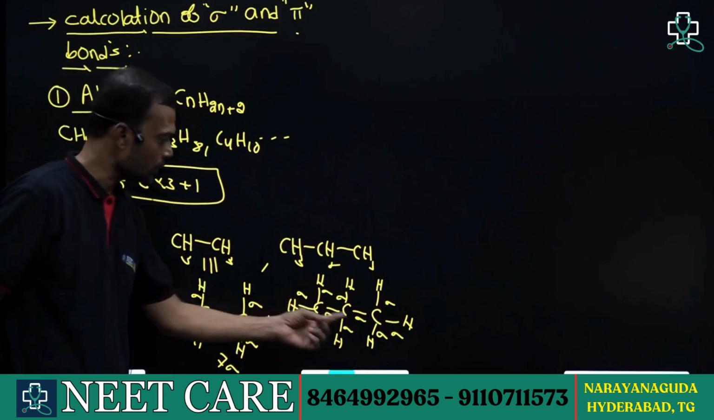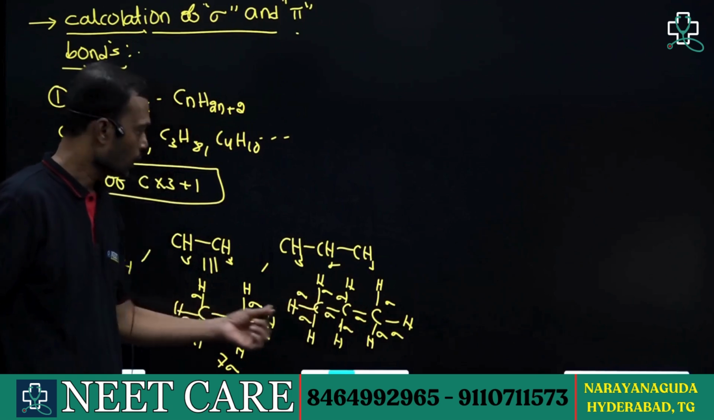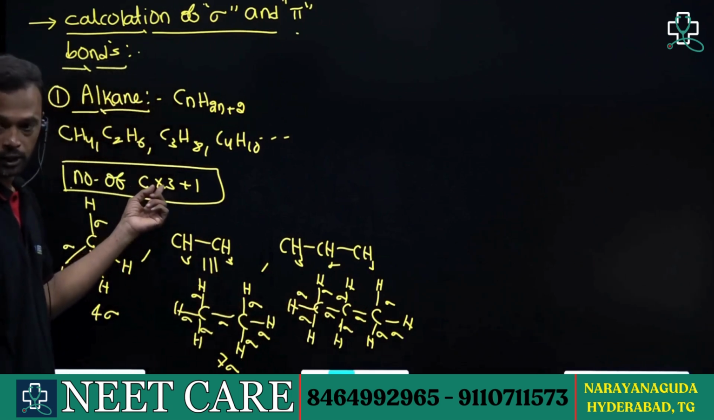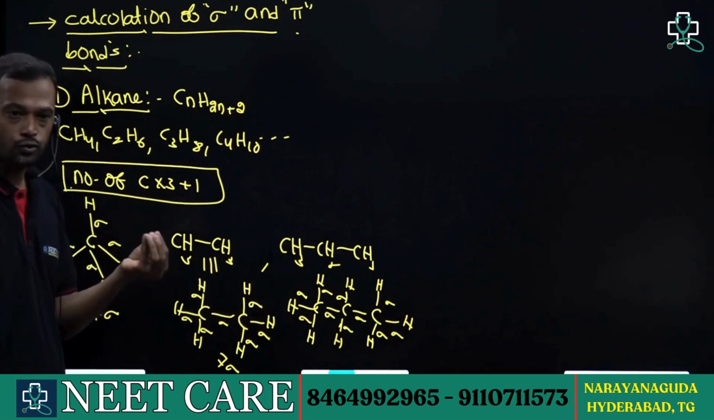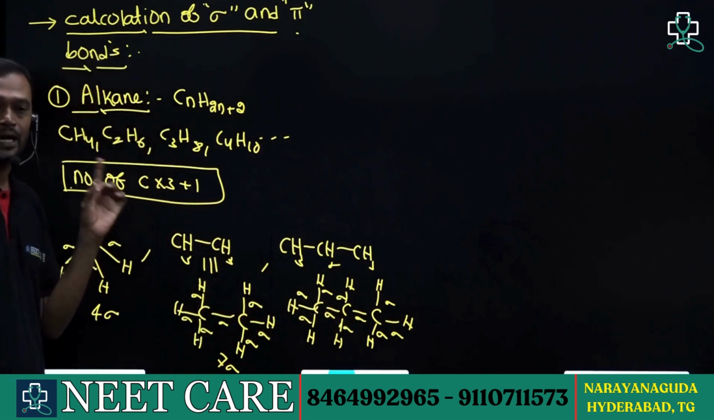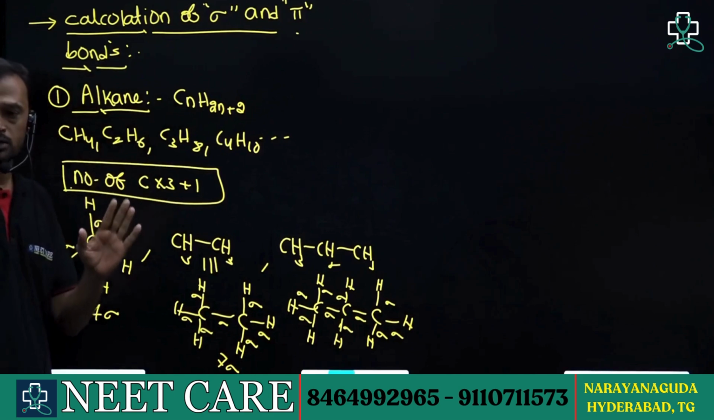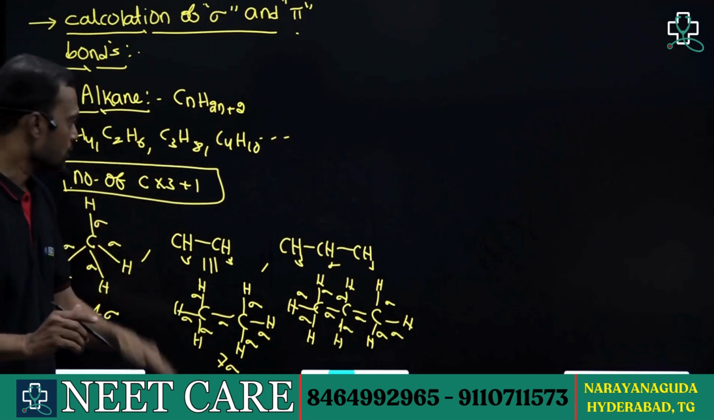So here this is 3 plus 3, 6, 7, 8, 9, 10. Now if you substitute in this formula, 3 into 3, 9. 9 plus 1, 10. Right or not? Once you know the structure clearly, or if you know the formula, one can easily identify the number of sigmas present in a given molecule. Is it clear?